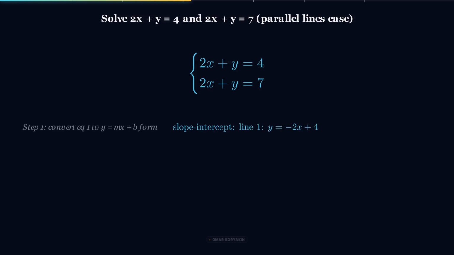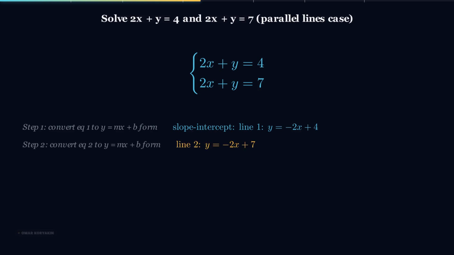Step 1. Convert both equations to slope-intercept form. The first equation: y equals minus 2x plus 4. The second equation: y equals minus 2x plus 7. Both equations have the same slope, minus 2, but different y-intercepts, 4 and 7. The lines are parallel because they have the same tilt but different starting heights.